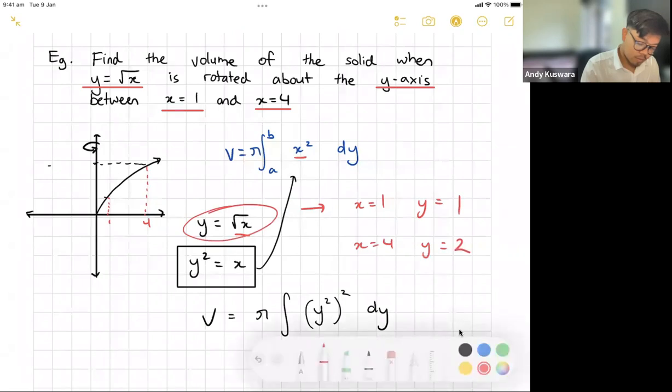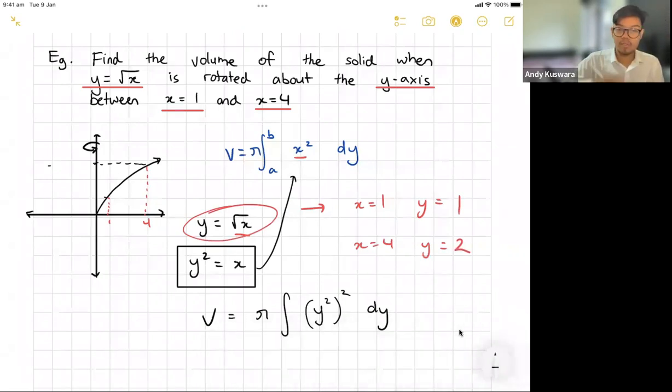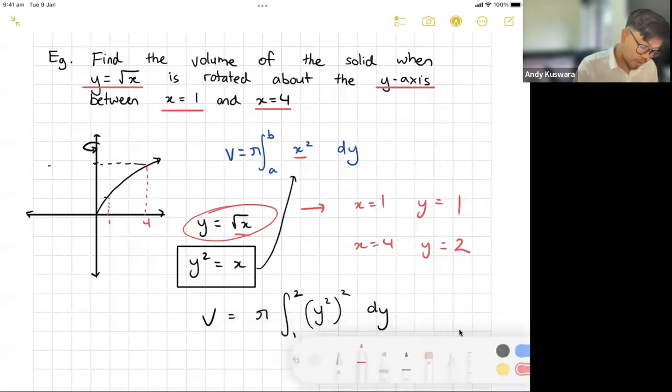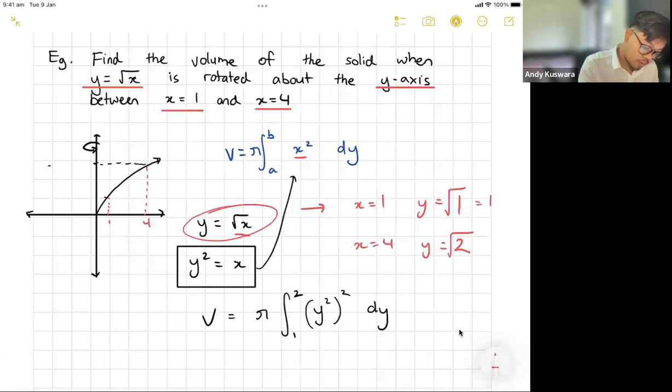So remember, if I'm rotating around the y-axis, I need the y value. So it's not going to be 1 and 4. Because of our function, it's actually going to be 1 and 2. So that there now becomes my integration. Now, just in case you were a little bit unsure on where those came from, y equals the square root of 1, which is 1, and y equals the square root of 4, which is 2. Do you like how I fixed that? That was a good one.